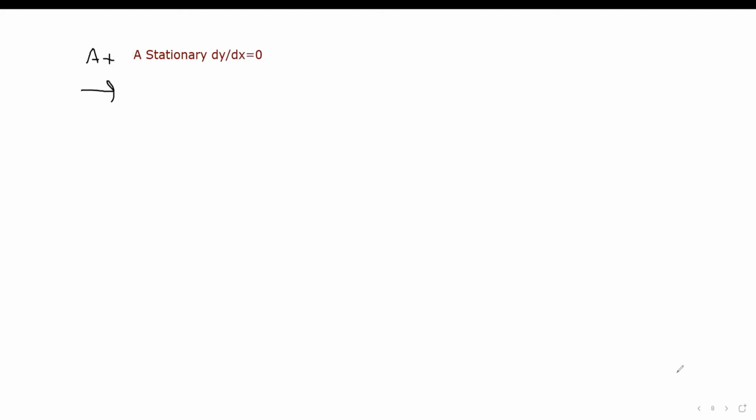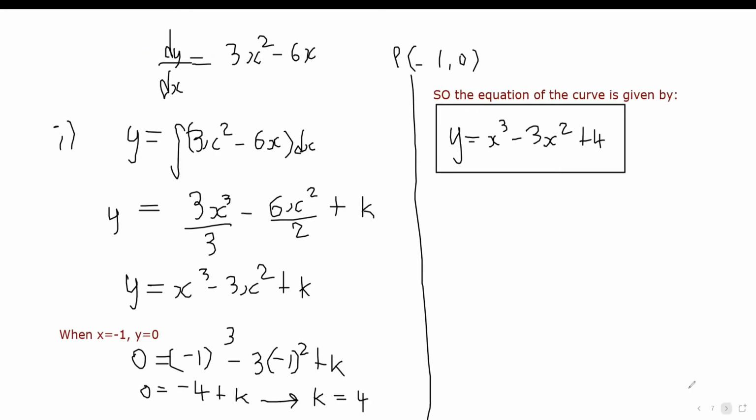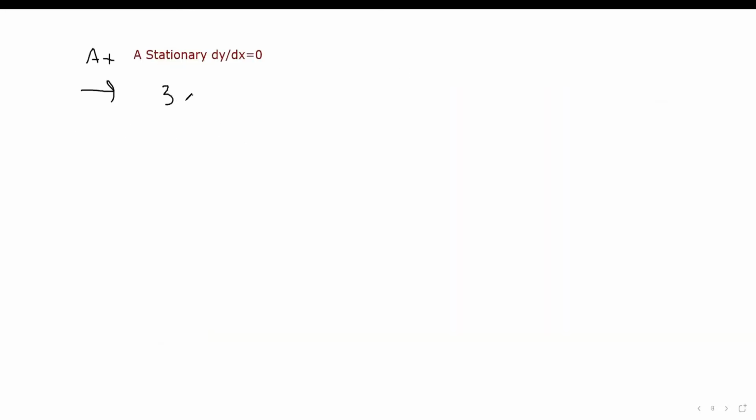So that implies that at a stationary point, we have 3x squared minus 6x equal to 0. If we factor out 3x, we're left with x minus 2 equals 0. So the solutions are x equals 0, or when x minus 2 equals 0, x equals 2.